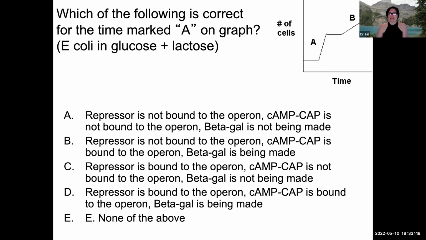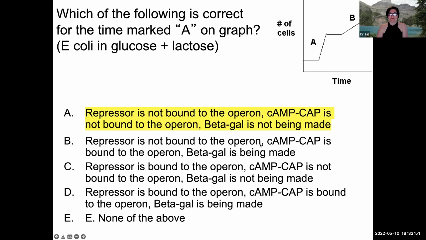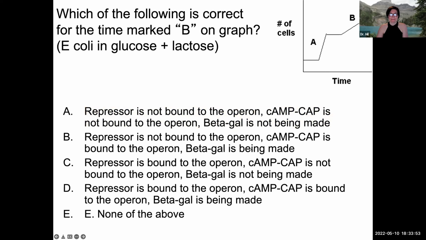Let's move on to the next part right here, B. Now in B, what's happened, of course, is that we have run out of glucose. What's left? Lactose. Okay, with that in mind, lactose is present in the environment, glucose is not present. Which of these best describes what's happening at the genetic level? Take your time, put your answer into the chat, and we'll see how we do.